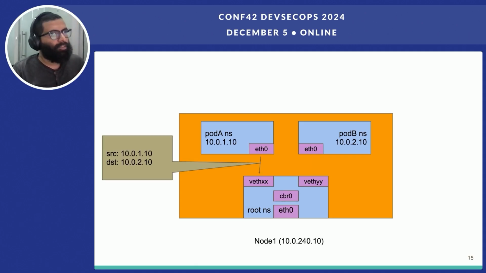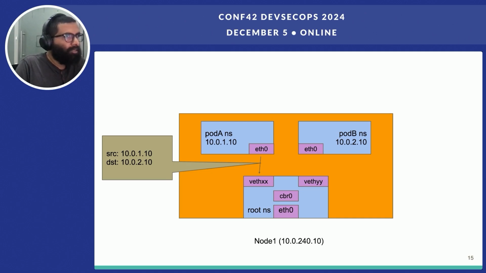The journey of the packet begins in pod A's network namespace. From there, the packet exits to the veth interface, the virtual Ethernet interface, which connects the pod to its corresponding virtual Ethernet pair, veth X. And once the packet reaches this virtual Ethernet pair, it is passed to the root network namespace of the node.